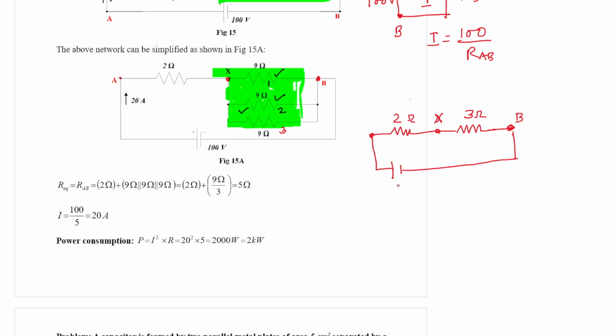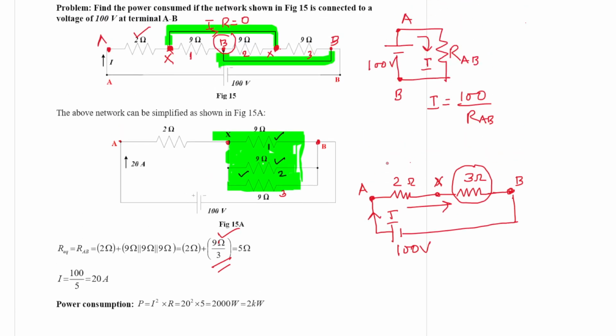Then from B to the negative terminal. The supply source is 100 volt. This current is I. This node is A. So this is 2 ohm and this is 3 ohm. So 3 ohm is basically three 9 ohm resistances connected in parallel, so it will be 9 ohm by 3. So they are connected in series.